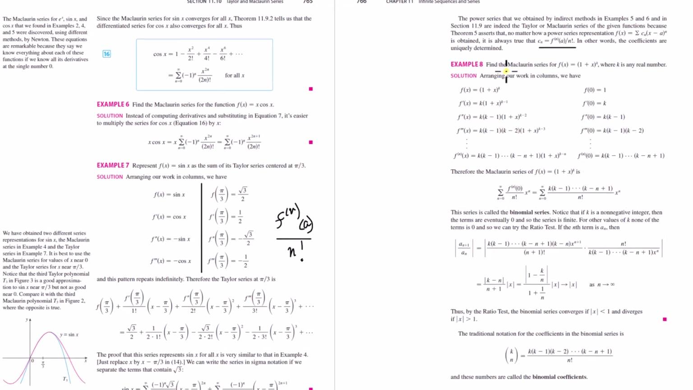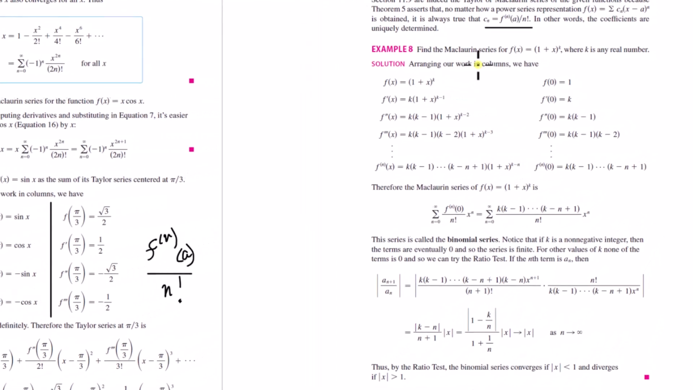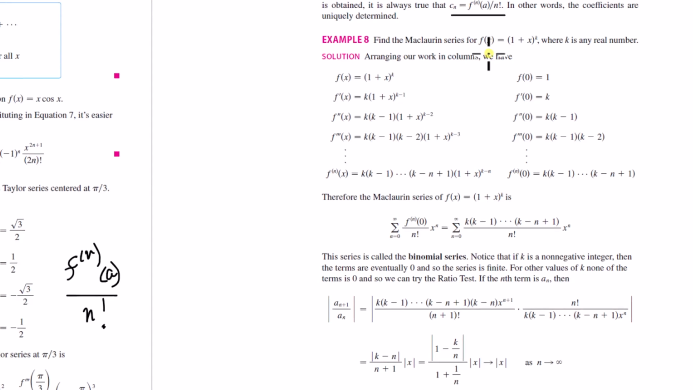Okay, so what we want to do is find the Maclaurin series for this function here. f of x is equal to (1 plus x) to the k power, where k is any real number, meaning it could be a positive or negative integer. It could be pi or negative pi, anything.